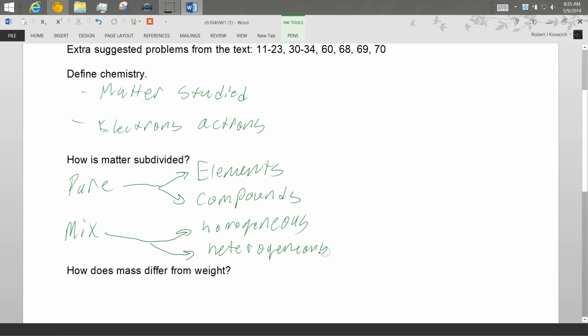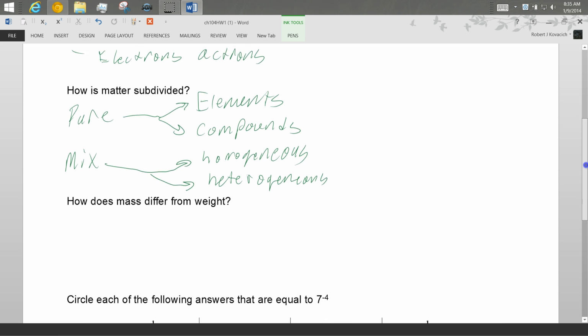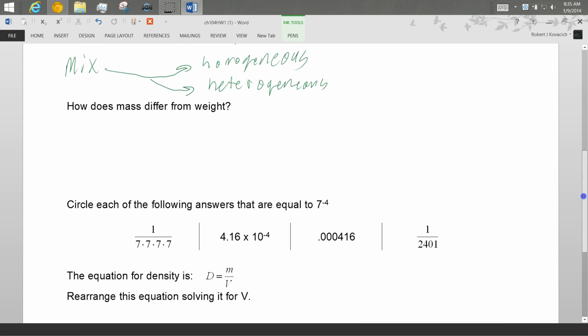So the hetero, that's the prefix for different, and homo's the prefix for same. There's enough of that same-sex marriage talk right now to remember those prefixes.